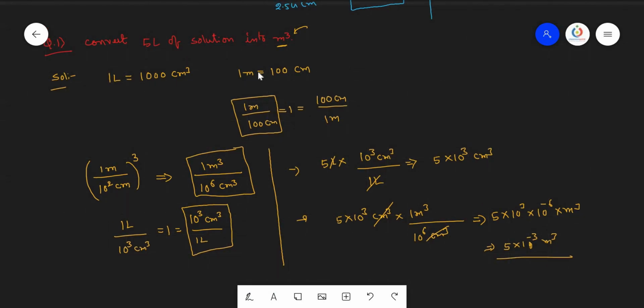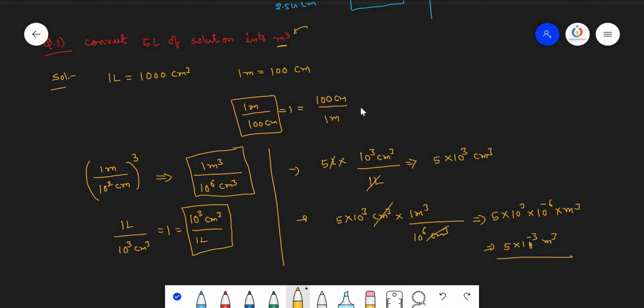So what did we do here? Initially we have taken the two relations and we converted both the relations into their respective factors. Here one factor, here another factor, and here we converted the factors into the desired units by cubing it. Then we multiplied here. So direct calculation also can be done, that is 5 liter into 10 power 3 centimeter cube divided by 1 liter. I did this as the first one.